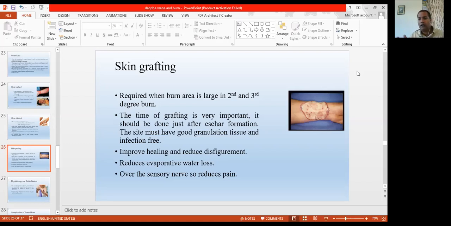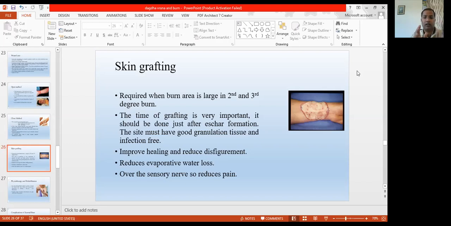Why is skin grafting so important? Because skin cannot grow alone, it must have some skin appendages. So when you take the graft from somewhere, it also carries the skin appendages along with it, that is the sweat glands, sebaceous glands, and hair follicles, which are essential for the adherence of the skin.